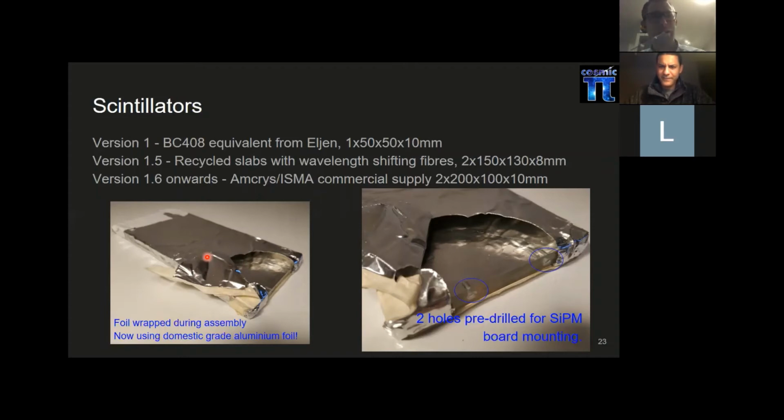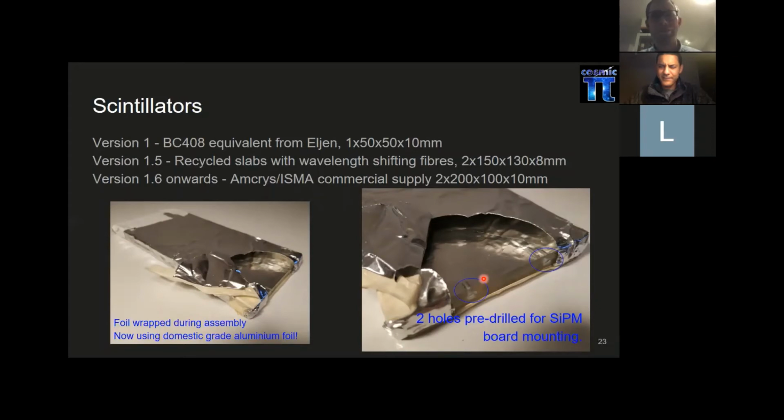The other special thing, you can see the two holes which I've highlighted on the slab here. So we get our scintillators pre-drilled with two holes in them, which we then epoxy a grub screw into, and we use that to mechanically fix our SiPM board to the scintillators.